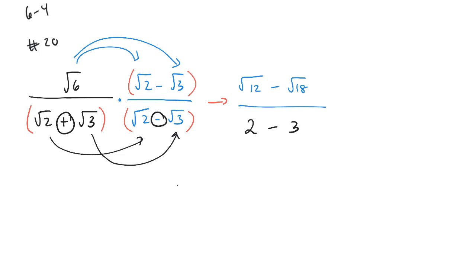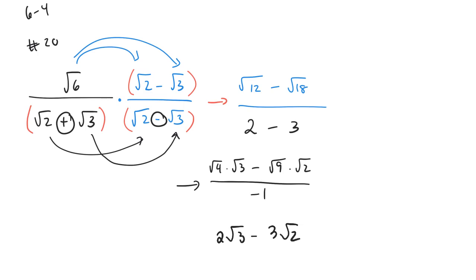So this is what I end up with, and then I want to simplify this a little bit further. So this becomes root 4 times root 3 minus root 9 times root 2 all over negative 1, which can be simplified a little bit further. The numerator becomes 2 root 3 minus 3 root 2 all over negative 1. If I divide by negative 1, what should I just do with the numerator if it's a subtraction problem? You should just inverse it and do root 2 minus 2 root 3.